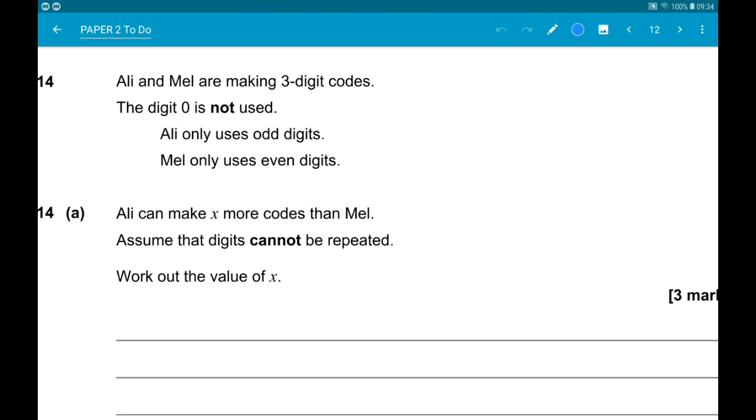Okay, so for Ali, odd digits are 1, 3, 5, 7 and 9. So she has 5 to choose from. Now if digits can't be repeated, she's then going to have 4 to choose from for the second digit, and then 3 to choose from for the third. So to work out our total number, we do 5 times 4 times 3, which gives us 60.